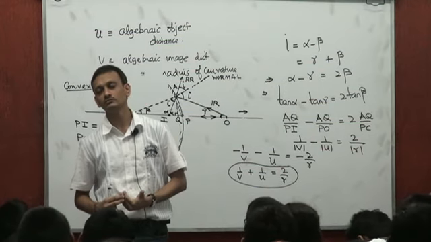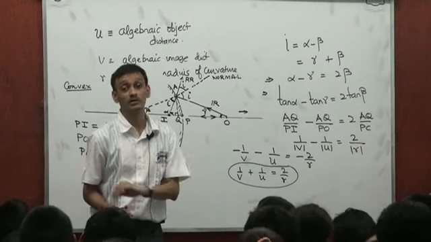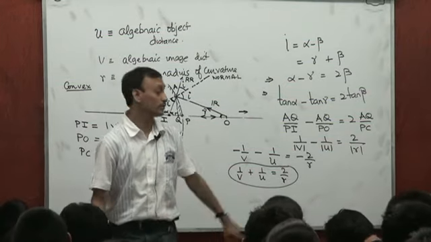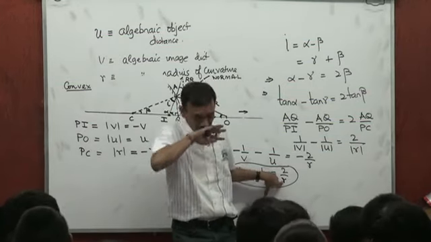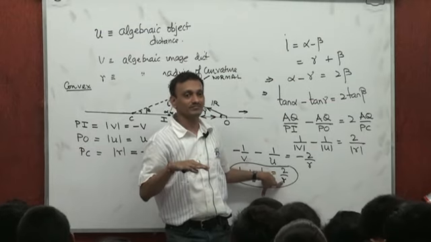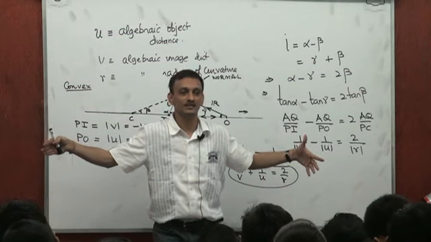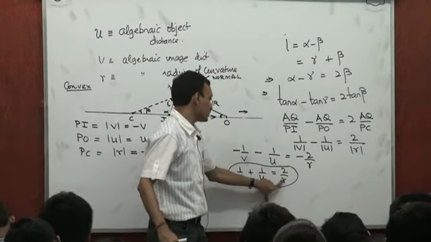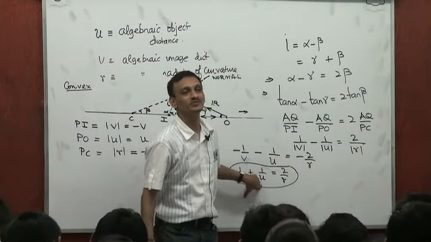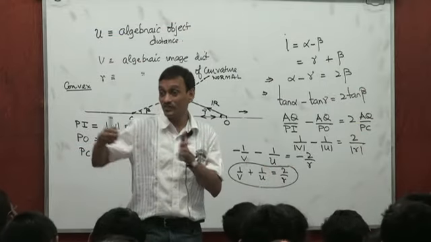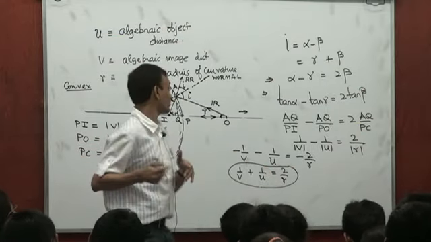In fact, it's also true for a plane mirror. The same relationship is true for a plane mirror, because for a plane mirror, the radius of curvature is infinity. And if you put R equal to infinity, you get V equal to minus U. That means mod V equals mod U, but they are of opposite signs.